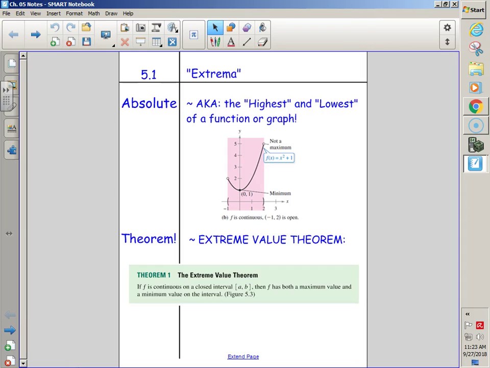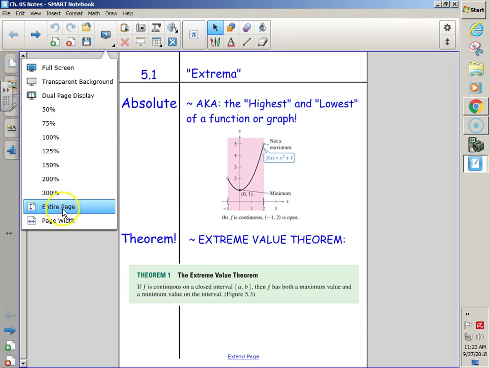Test the endpoints as well and do the sign chart, put it all together and ask, is there an absolute max? Is there an absolute min? Maybe it's decreasing forever, so there is none. You have to consider both if they're asking for absolute. So always absolute considering endpoints. If it says open interval, you have to consider the behavior as well.